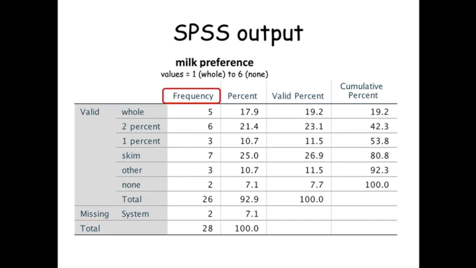Frequencies are listed next to each value, and the next 2 columns show percentages. The values are not the same because the first column includes both respondents and non-respondents. When there are missing data, we interpret the second column. The last column is cumulative percentage, the total percentage for that row and anything before it. So, for example, 42% prefer 2% or whole milk, and when you add in those who prefer 1%, a little over half prefer 1%, 2%, or whole milk.